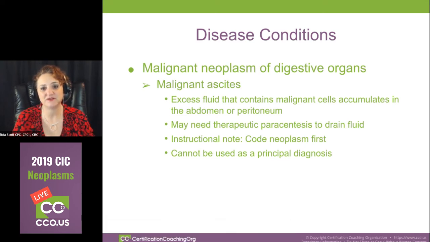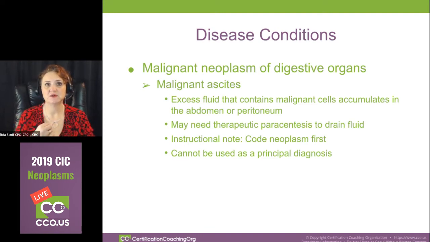Therapeutic paracentesis to drain fluid often happens when you have malignant ascites, which ultimately just means fluid buildup. That can happen whenever the body has trauma, and then malignant cells accumulate and can fill up the abdominal area or the peritoneum. They'll drain that fluid and then they'll biopsy it. When this happens, it'll always tell you to code the neoplasm first and then the malignant ascites. But don't ever use the malignant ascites as a primary code.